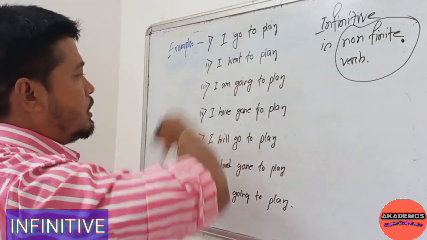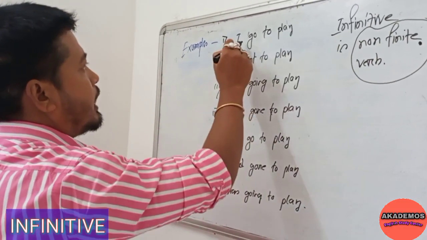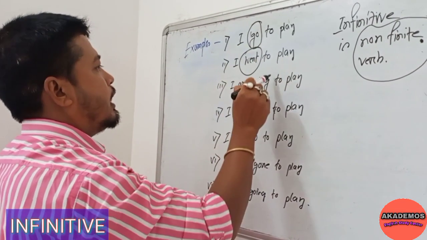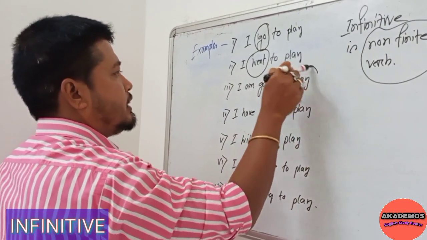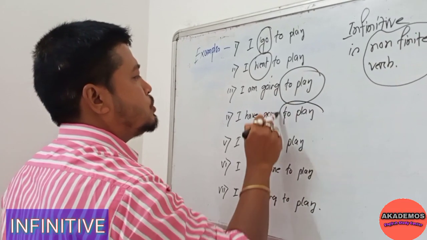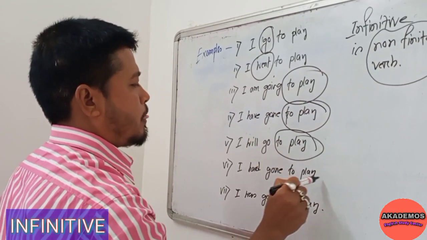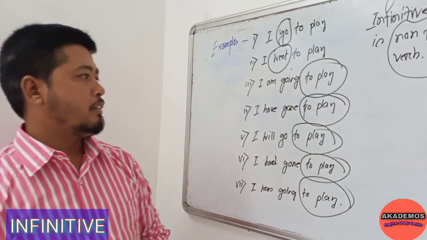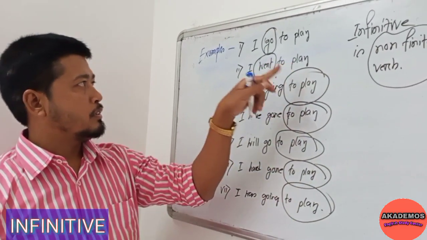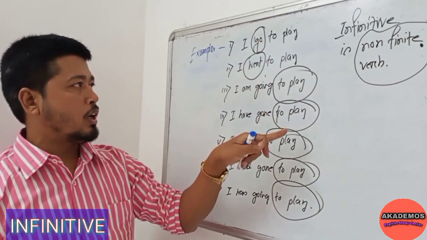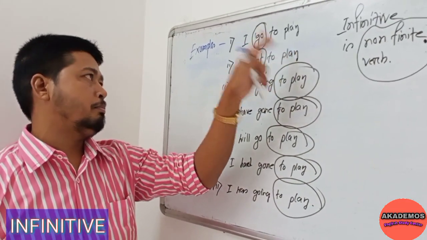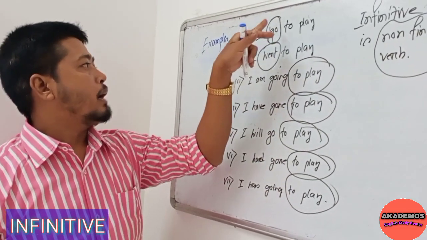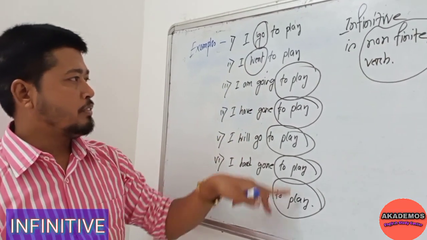Why are the non-finite verbs here? In "I go to play", go is the finite verb, and the non-finite verb here is "to play". These are the non-finite verbs. This is infinitive. Here I have taken only one verb, play, but I have put it into different tenses. You will see that the finite verb is changing, but the non-finite verb is not changing.